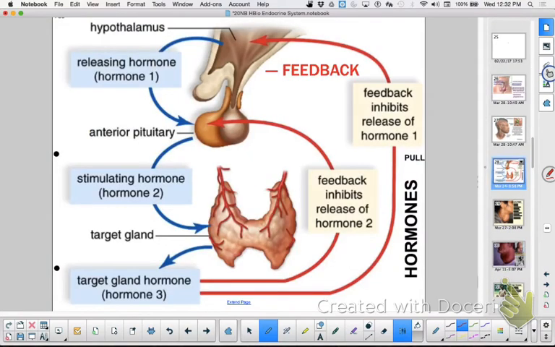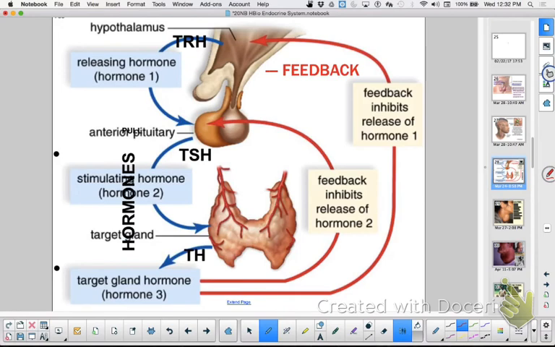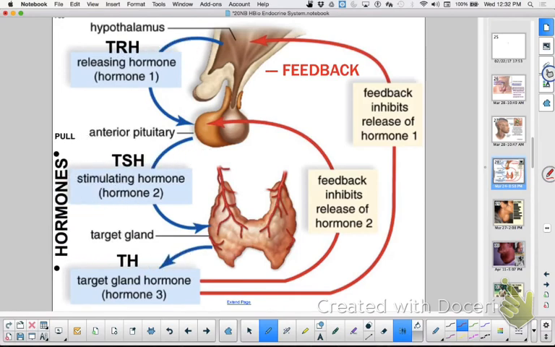We talked about negative feedback and how this is a good example of that. Because in the stalk, the hypothalamus reaches as far as the stalk of the anterior pituitary and secretes thyroid releasing hormone, which makes the anterior pituitary secrete thyroid stimulating hormone. And you can remember that because R comes before S in the alphabet. Okay, releasing and then stimulating.